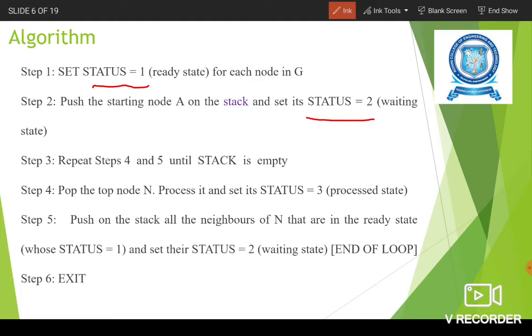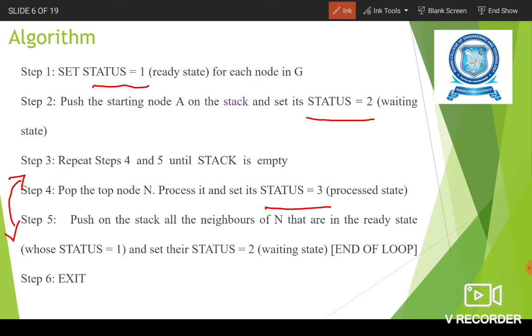Then as in the breadth first search, we are going to repeat step 4 and 5 repeatedly until all the nodes are processed. So you have to pop the top node. Since this is a stack, always the last node is popped out, the topmost node is popped out, the topmost node is processed, and its status is set as 3. So status equal to 3 indicates that it is a processed state.